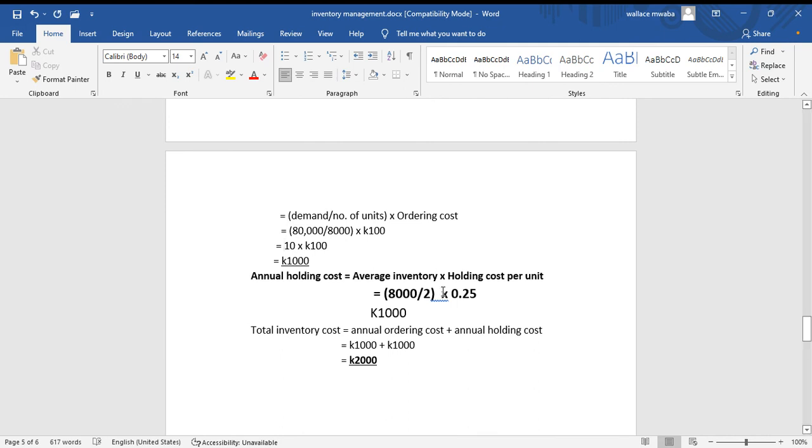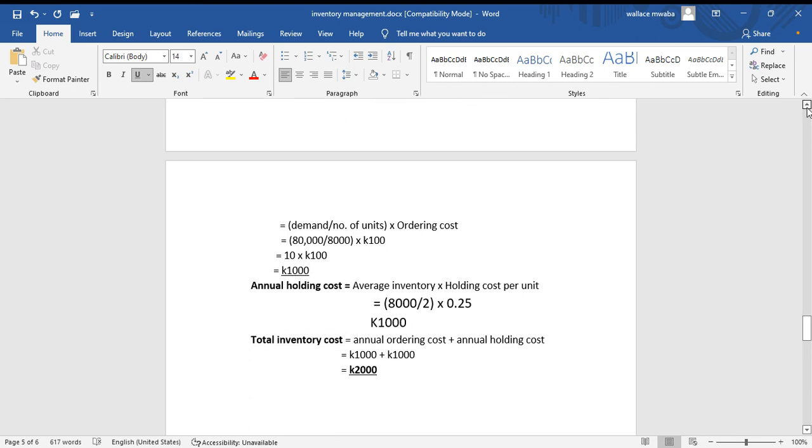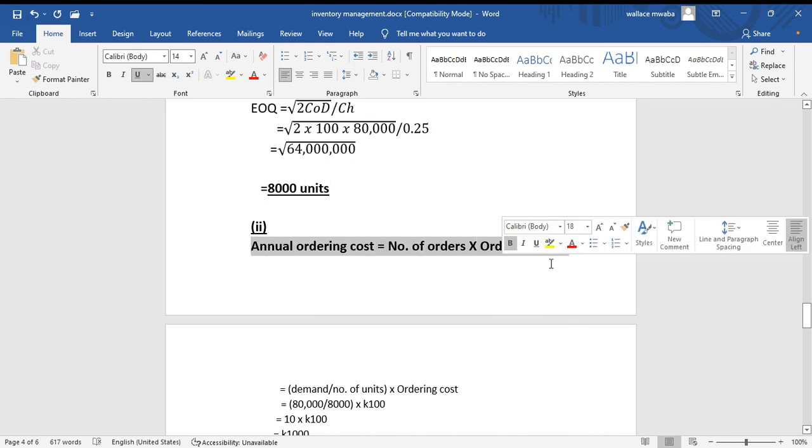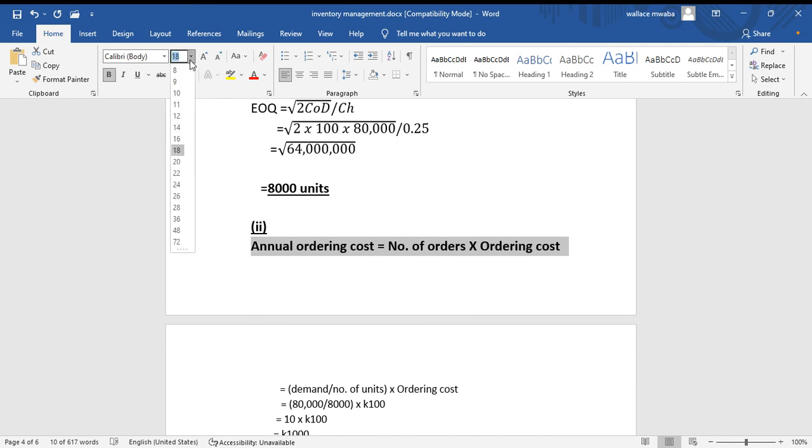Which formula were you saying you wanted? I didn't know how you came about the 1,000, but I did the calculations. Oh, then the formula, I was talking of the annual ordering cost. I didn't see the formula. It's the number of orders times the ordering cost.